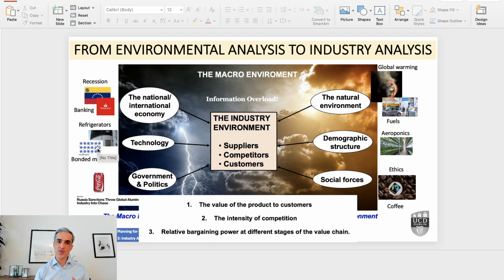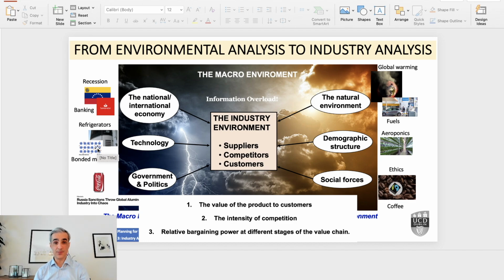But this industry environment is not isolated. These suppliers, these competitors, these customers are actually in a bigger environment. And that's why industry analysis as well is not only about looking at the industry, it's as well about looking at the environment and the different forces and events that actually shape your industry. So the way you do it is you need to be looking at different events, different forces in the industry, and how they affect each of these three key players.